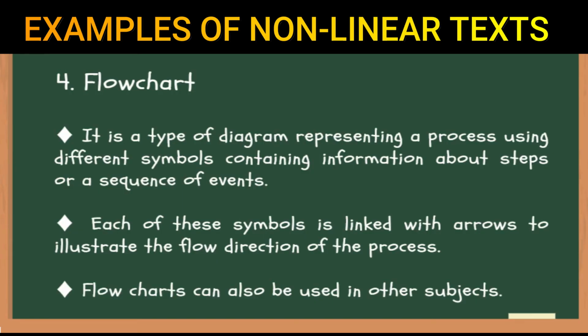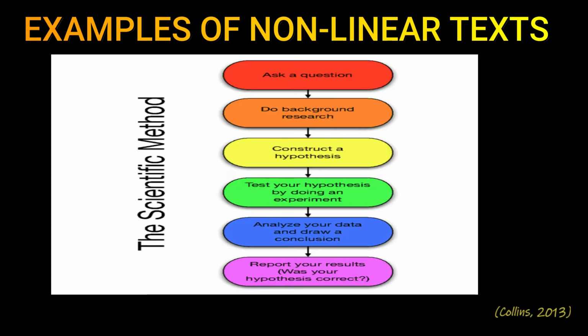Another one is the flow chart. It is a type of diagram representing a process using different symbols containing information about steps or a sequence of events. Each of these symbols is linked with arrows to illustrate the flow direction of the process. Just like other nonlinear texts, flowcharts can also be used in other subjects. For example, in science, we can use this to present the scientific method. Again, these are just some examples of nonlinear texts.